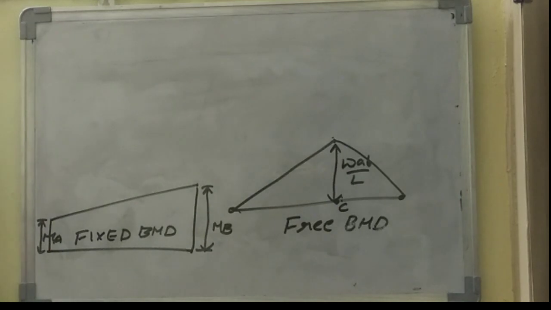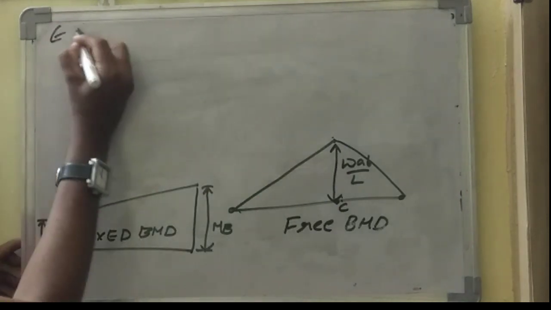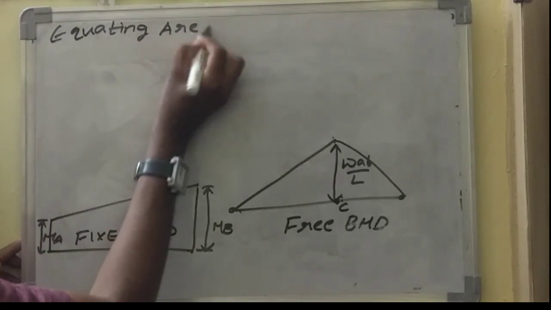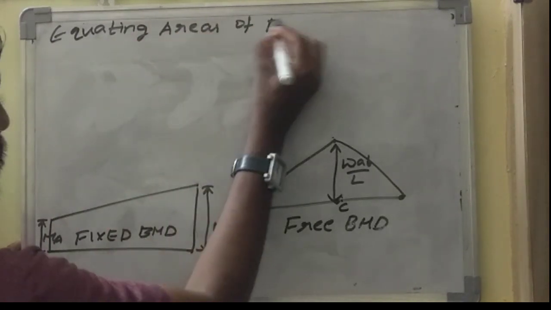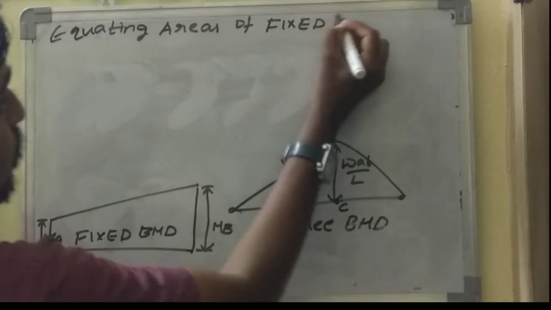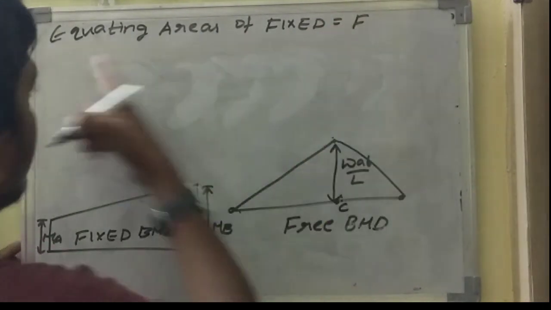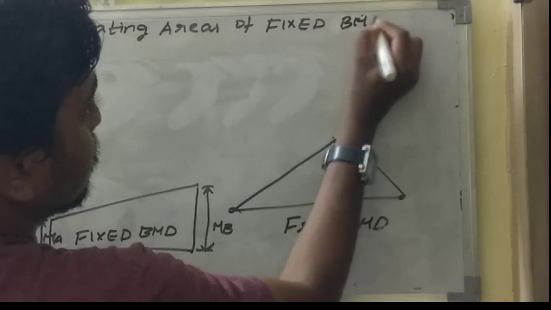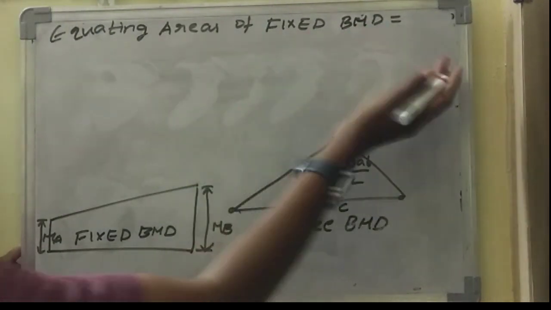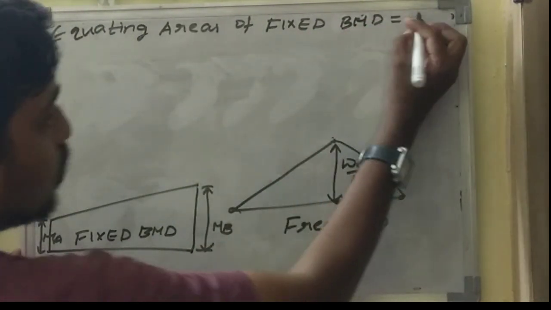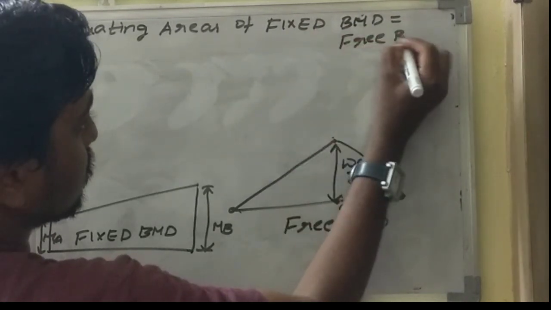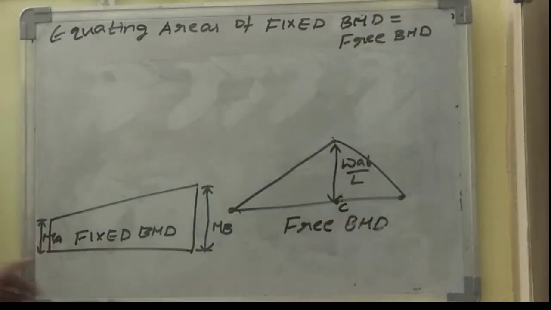So after that, equating the areas. Fixed BMD equal to free BMD: equating the area of the fixed bending moment diagram, again equating the areas of the fixed bending moment diagram equal to the free BMD.